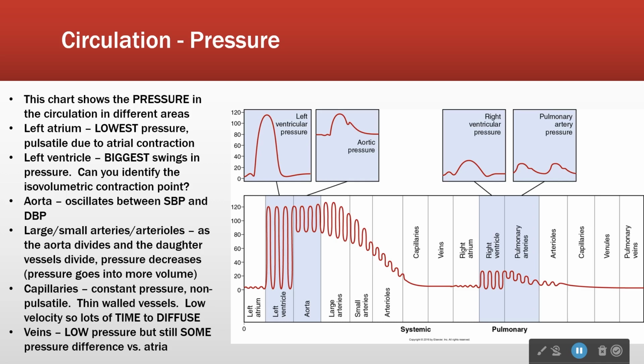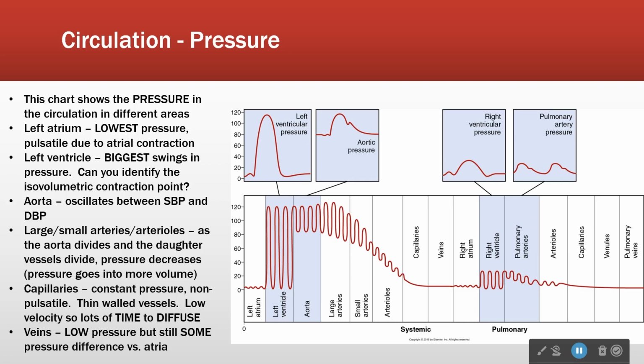So that means the area in the body with the lowest pressure is the right atrium. Okay? Veins next, then capillaries, then arterioles. That's going backwards, right? Because in the end, the pressure in the capillaries must be higher than the pressure in the right atrium, or the blood won't get back there. Because there's only one pump in the system, and that's the heart on the other end. All right, so capillaries, constant pressure, non-pulsatile flow.